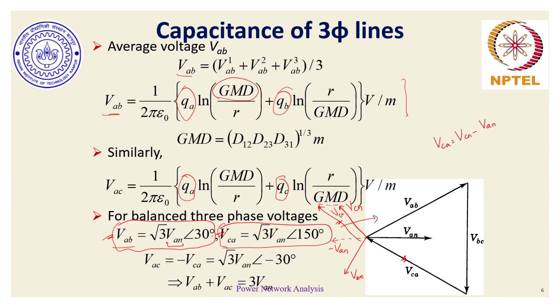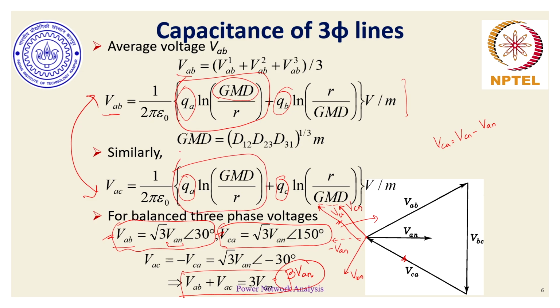And coincidentally, if we add VAB and VAC, we have VAB plus VAC equal to 3 times VAN, where VAN is the phase A voltage with respect to the neutral point. So, essentially, if we add up these two terms, we would get 3 VAN as the effective term. First term has the form QA natural log of GMD by R, and the other terms are QB natural log R by GMD and QC natural log R by GMD.